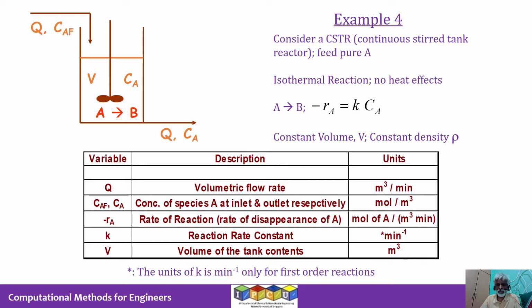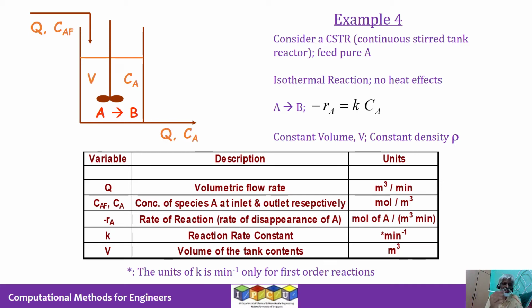As the next example, let us consider a reactor. The reactor is a continuous stirred tank reactor. That means it's a well-mixed reactor, and the reaction is also assumed to be isothermal. That means there are no heat or temperature effects in the system.